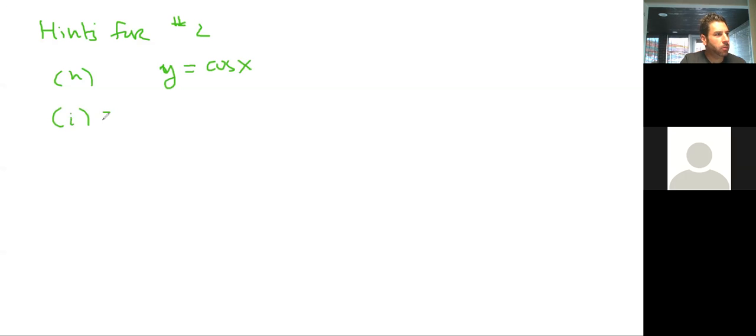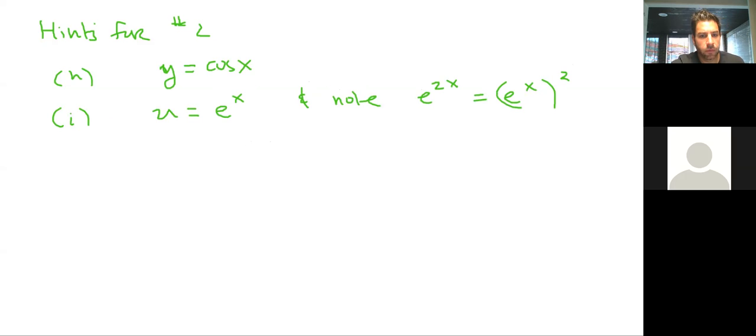I is a tricky one. Let's use different letters. Let's say u this time. I like to switch my letters up. I'm an equal opportunity letter user here. Let u equal e to the x. And note, and this is a part that sometimes students forget, e to the 2x is the same thing as e to the x quantity squared. So that could be useful for I.